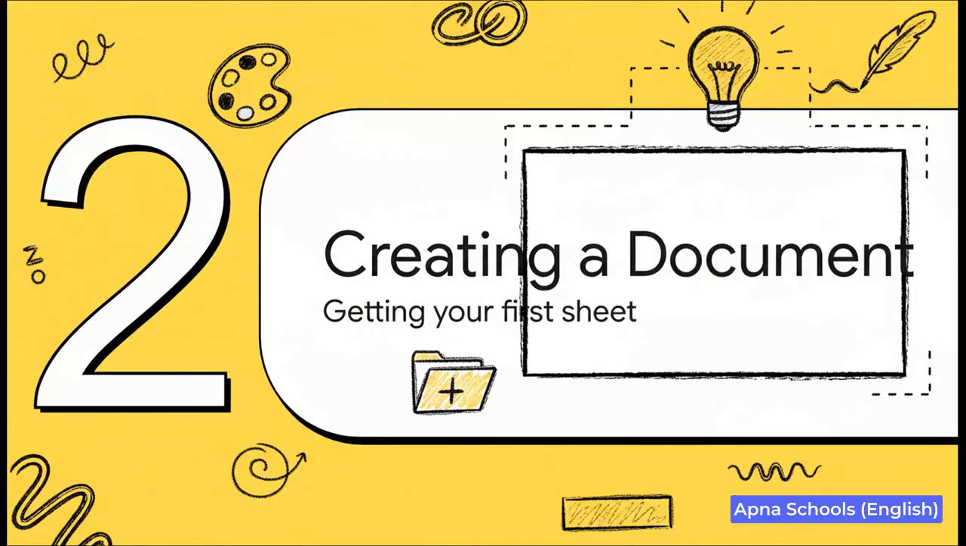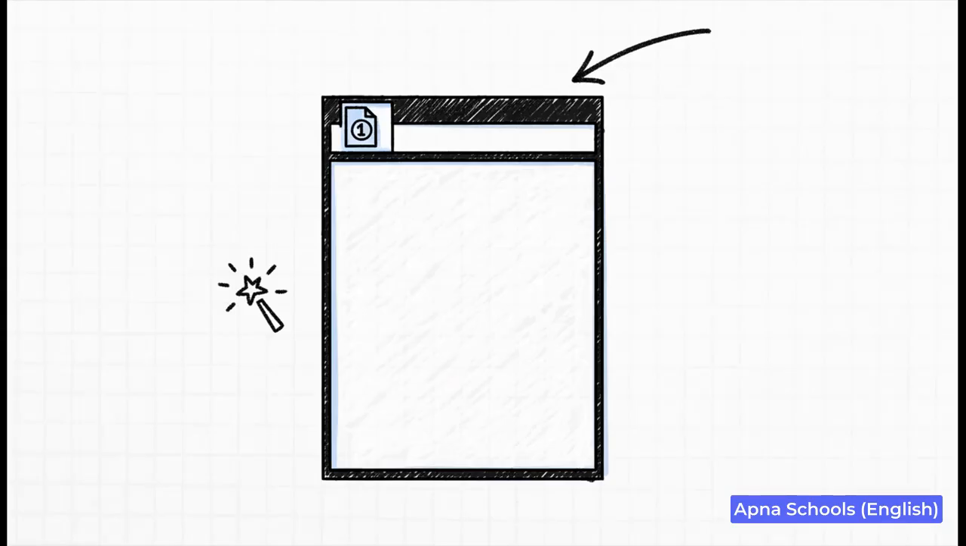All right, so the program's open. Now what? Well, the next step is getting that blank page, right? Think of it as your digital canvas, totally ready for all your amazing ideas. And here's the cool thing. The moment you open Word, it's already one step ahead of you. See? It automatically gives you a fresh blank document.